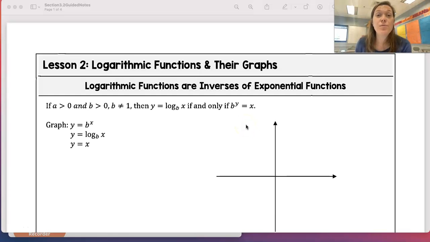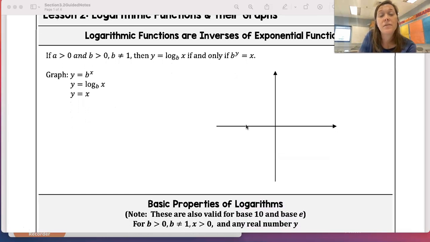We're going to be getting into logarithmic functions and their graphs today. So you remember last time we saw each other we were talking about exponential functions. So we had our growth and our decay functions, so now we're going to look at logarithms. And the cool thing about logarithms is they are the inverses of the exponential functions, right? And what do we know about inverses?